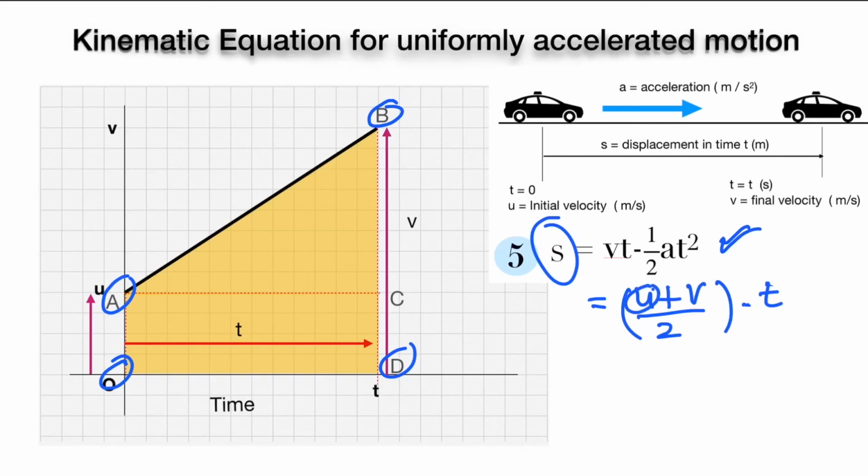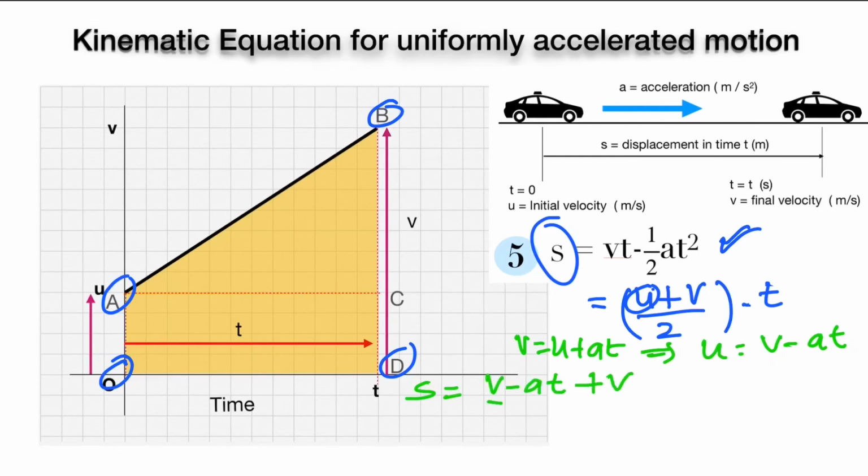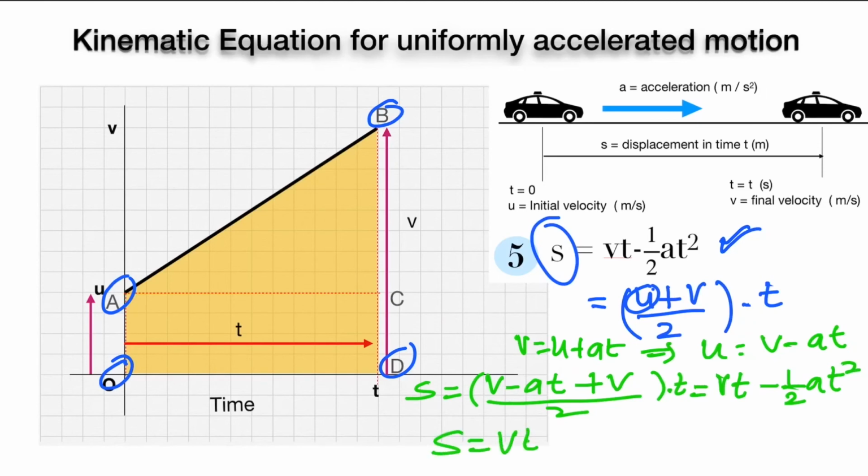So as per equation number 1, which is v is equal to u plus at, right? That means u is equal to v minus at. We have to put this in this equation. So here the s will be, instead of u, (v minus at plus v) divided by 2 multiplied by t. So vt minus half at square, right? And that's what the equation is. So s equal to vt minus half at square.